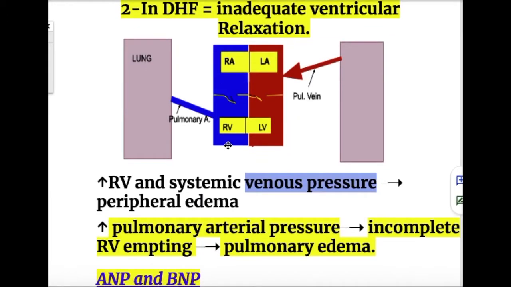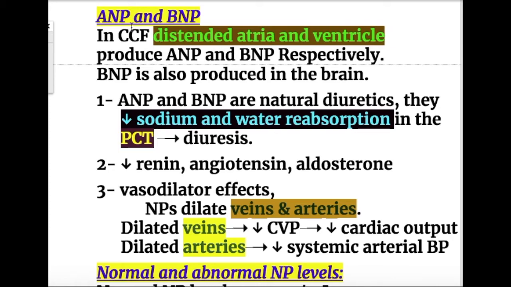And number 2, increased pulmonary arterial pressure in both these types of failure causes incomplete RV emptying, and back pressure causes pulmonary edema. So either pulmonary edema or peripheral edema because of increased venous pressure. Now the role of ANP and BNP. In congestive cardiac failure, distended atria and ventricle of the heart produce atrial natriuretic peptide and brain natriuretic peptide respectively.